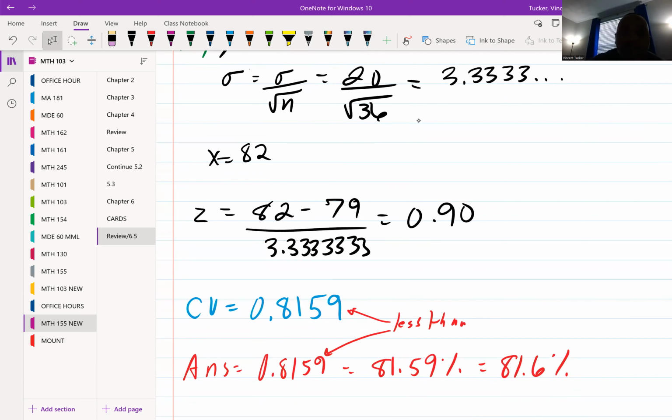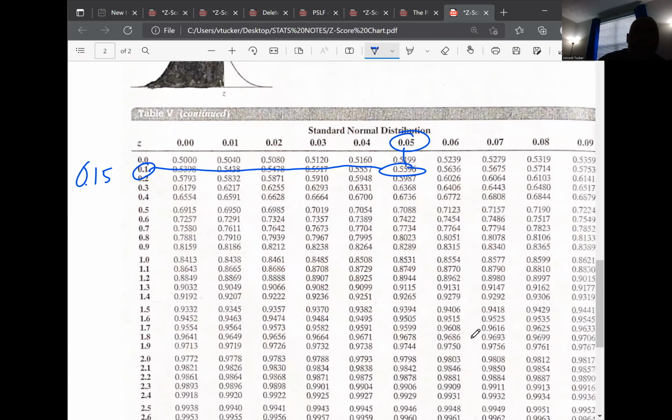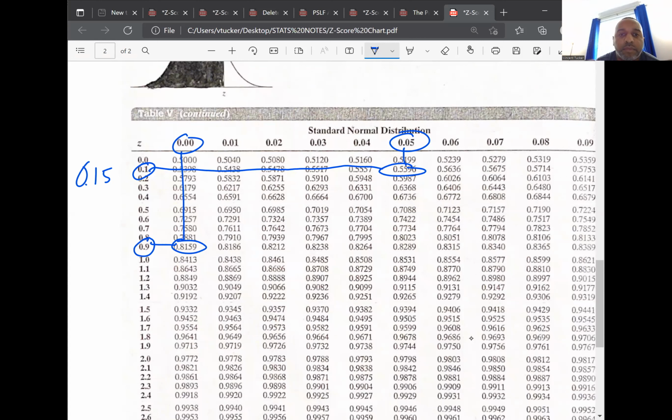So this is 0.90. 0.9 is right here, 0 is right here, and 0.8159. Yep, not a problem at all.